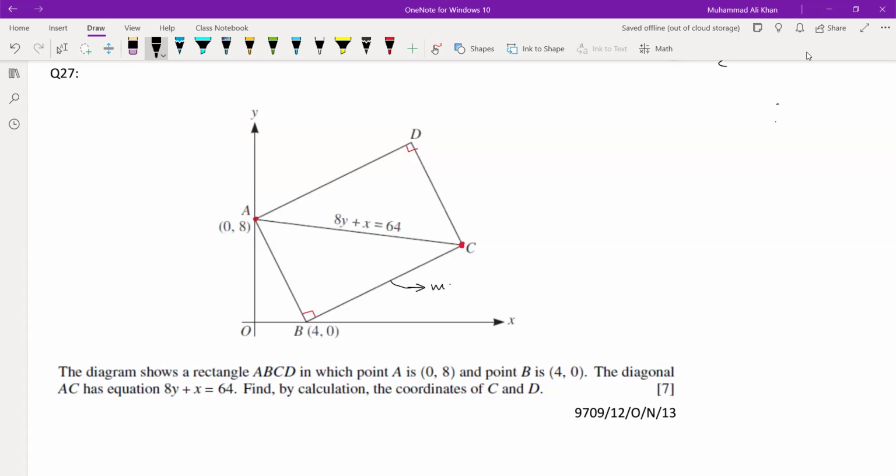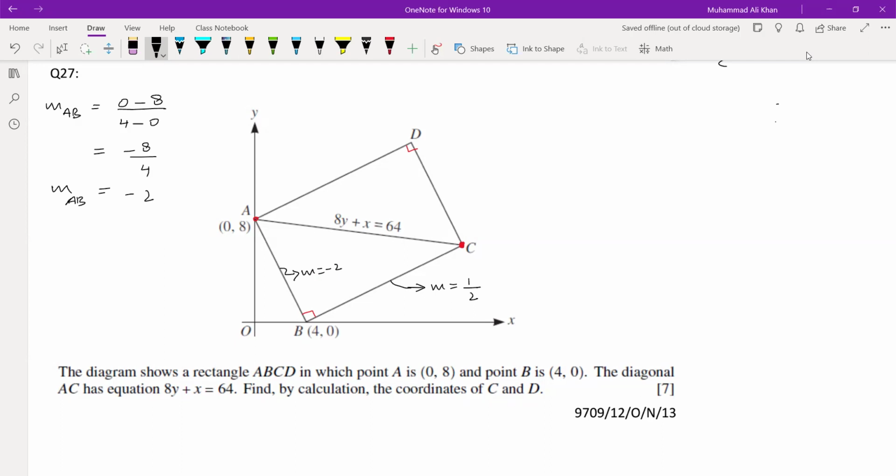can I calculate the gradient of AB? The gradient of AB will be 0 minus 8 divided by 4 minus 0. 0 minus 8 is minus 8, 4 minus 0 is 4, and minus 8 over 4 is minus 2, the gradient of line AB. Any confusion? This gradient is equal to minus 2. Therefore, this gradient is equal to 1 upon 2, the negative reciprocal. Are you clear? Because they are perpendicular to each other, right?